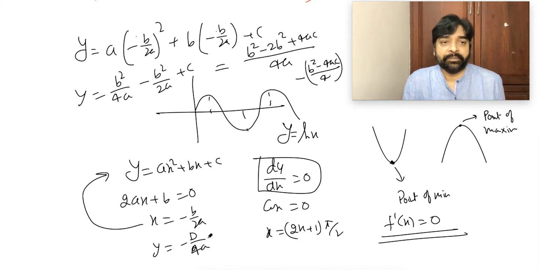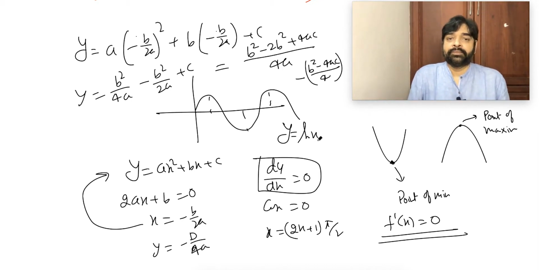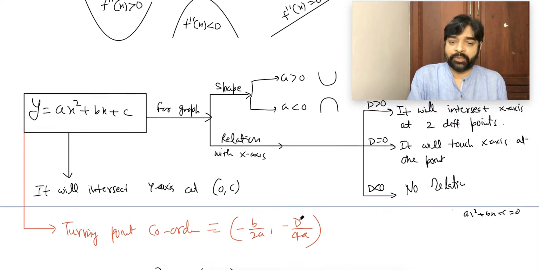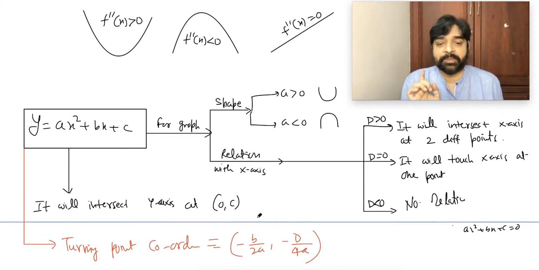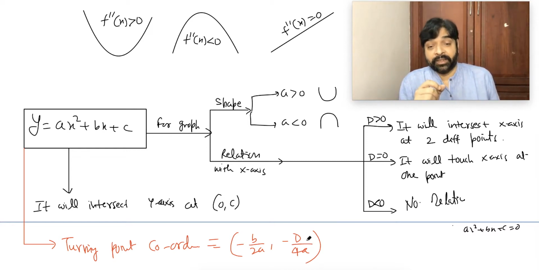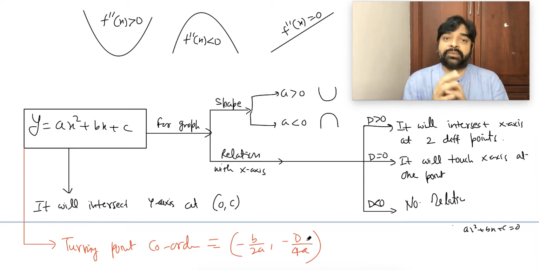Did you understand? Is it clear to everybody? That is why I wrote that the turning point of any quadratic expression is minus b by 2a comma minus d by 4a. I hope now it's clear why I said turning point. It's the heart of the quadratic. This point which I wrote in red is the heart of the quadratic.